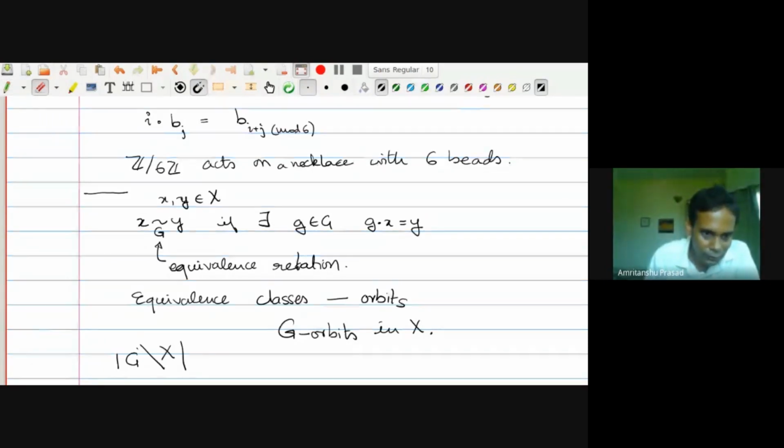So X slash on the left G. Sometimes you can write X slash on the right G, but because I'm writing the elements of G on the left here, I'm putting it on the left here. So this is the left action. Okay, so this is the set of G orbits.